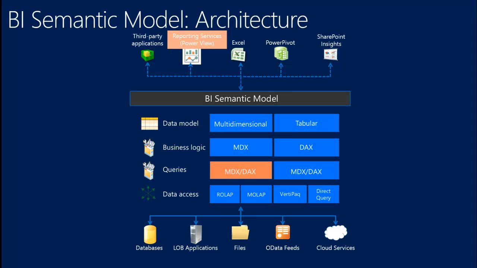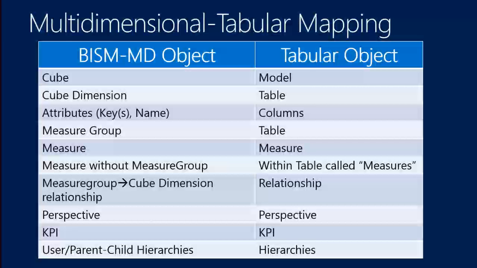So we changed this. So now Power View automatically supports multidimensional cubes, which also support DAX queries. Not DAX measures, but DAX queries. So what we do under the covers is map multidimensional to tabular. So this is the mapping that we made. If you have a cube in multidimensional, it will be translated into a model in the tabular world.